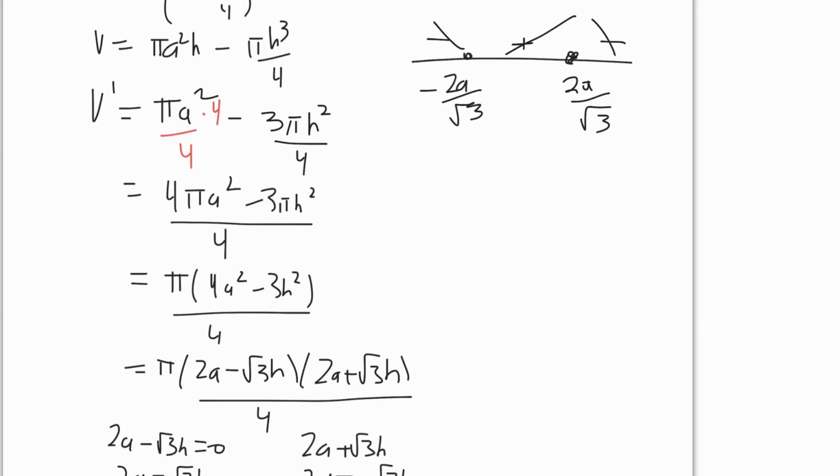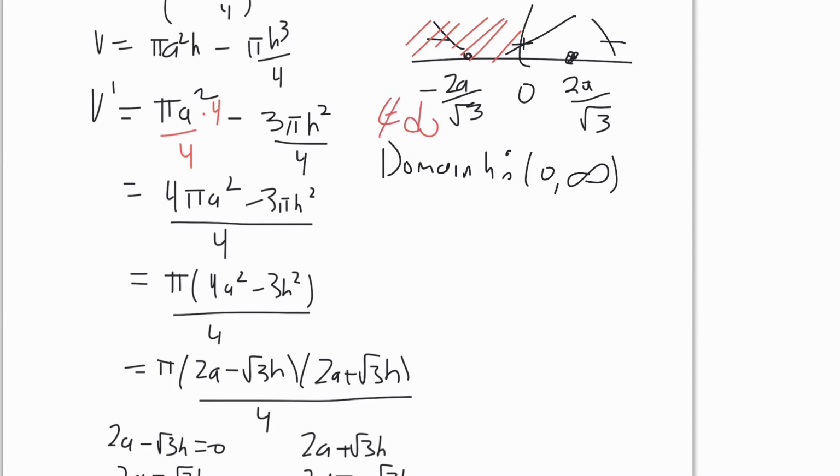Now, of course, we need to write the domain. So the domain of h would be 0 to infinity. So right here, we can cut it at 0. And the rest of all this is not in the domain. Well, it looks really clear where our maximum is happening. We're getting h equal to 2a over root 3.